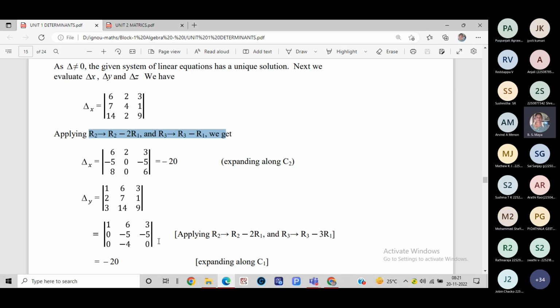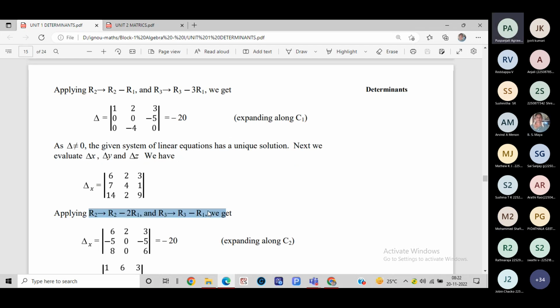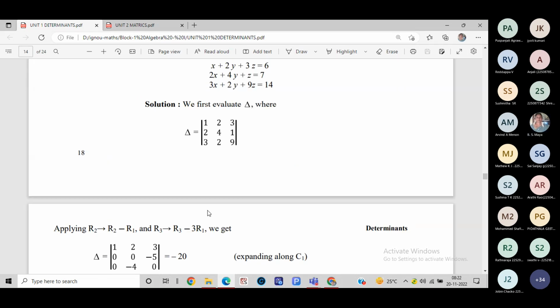I got minus 20. What is y now? Delta y by delta, minus 20 by minus 20. The answer is 1. Shall we go for delta z? What is delta z? 1, 2, 2, 3, 3, 2, 2, 4, 2, 4, 4, 4. 6, 7, 14. Yes, right. And what is the answer?